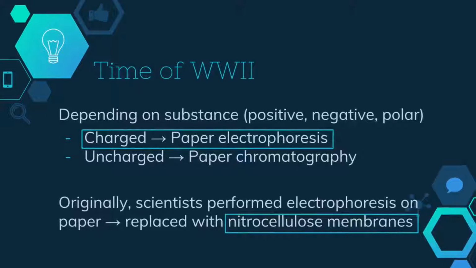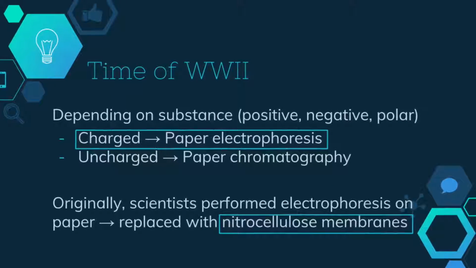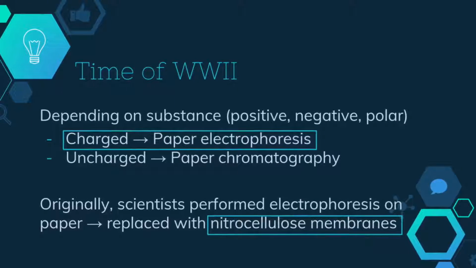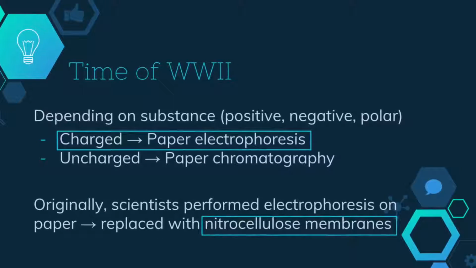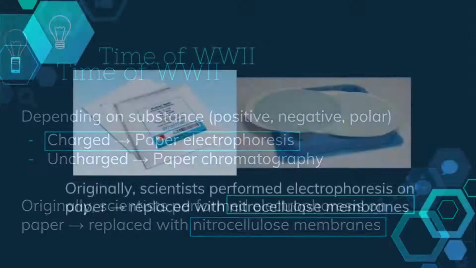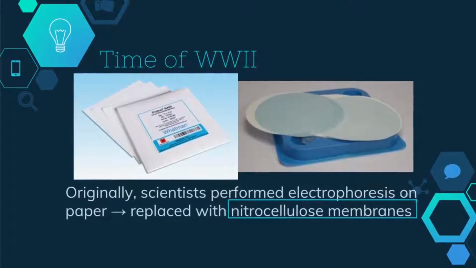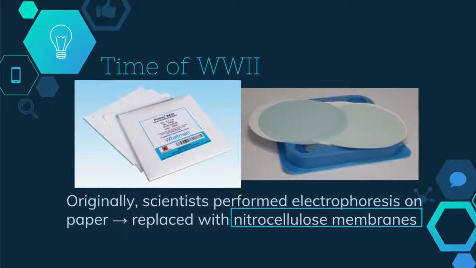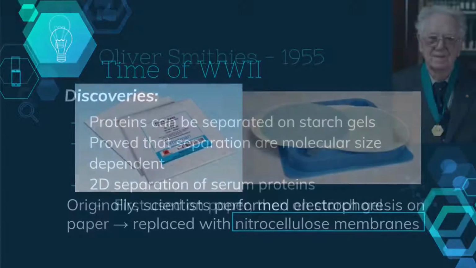During the time of World War II, scientists managed to find a way to perform electrophoresis with paper. With charged particles, they called it paper electrophoresis. With uncharged particles, it was called paper chromatography. A few years later, the scientists replaced paper with nitrocellulose membranes, which are commonly used to immobilize nucleic acids.